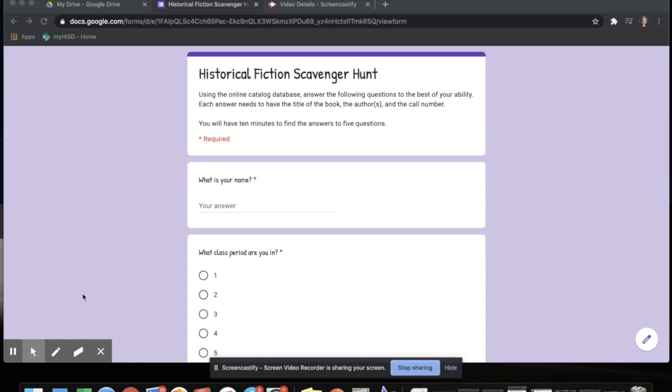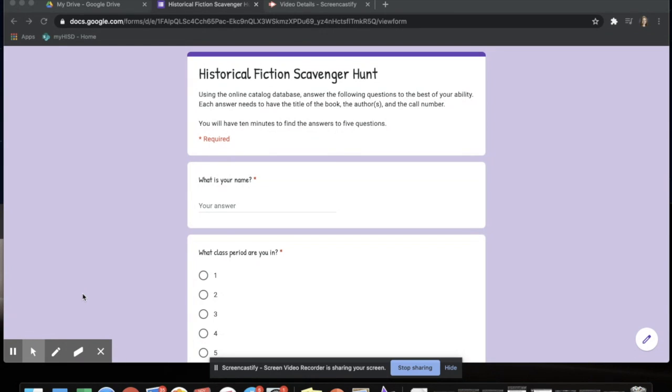This second part of the lesson consisted of a scavenger hunt. So using the online catalog database, answer the following questions to the best of your ability. I made sure to put that in because I do understand that students are working both virtually and face-to-face, that not everyone can be next to an adult, and that some are nervous to ask questions. So I feel like when you add in that little tidbit and they know that they're trying their hardest, it works out in the end.